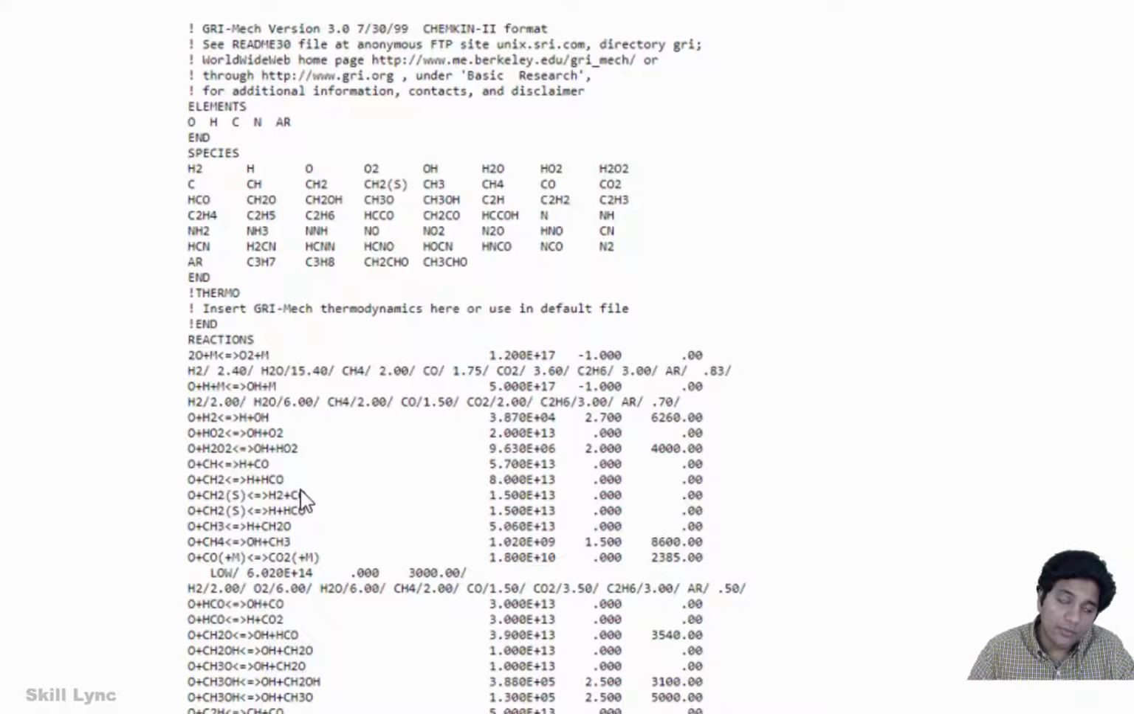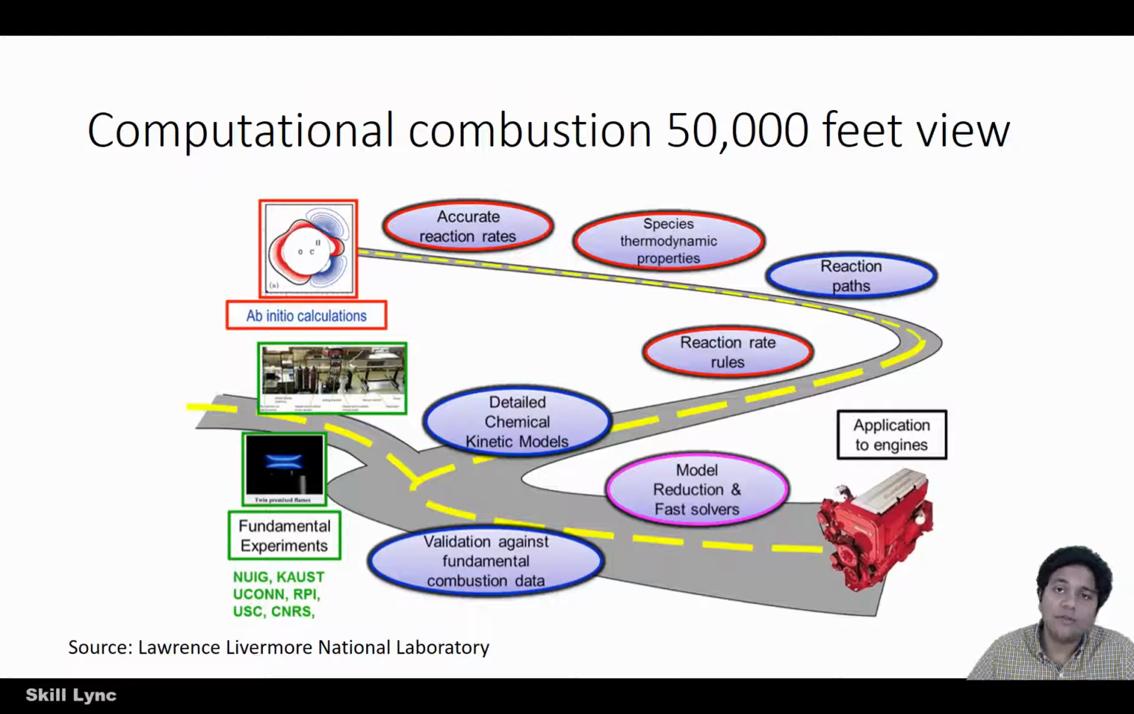So many types of software programs like ANSYS Fluent, StarCCM and ConvertCFD can read this particular reaction table and perform simulations with it. So that being said, I wanted to give you a 50,000 feet view of computational combustion. It all starts with what we call ab initio calculations. There is something called a reaction rate, which determines how fast or slow a reaction is taking place. Now, to calculate the reaction rate, we have to measure a couple of important parameters which cannot be solved for very easily. To calculate those numbers, we perform quantum calculations and figure out accurate reaction rates.